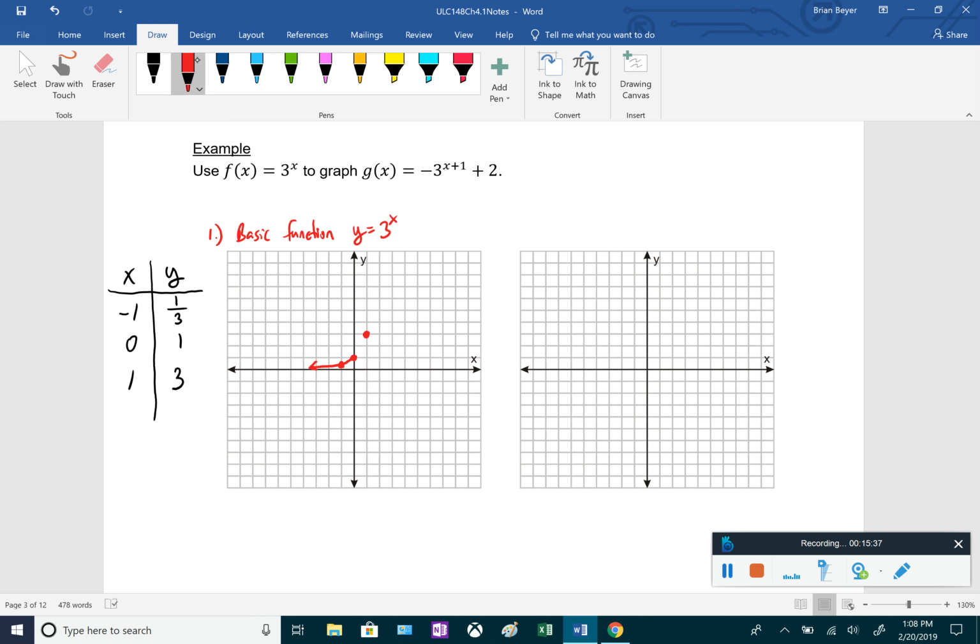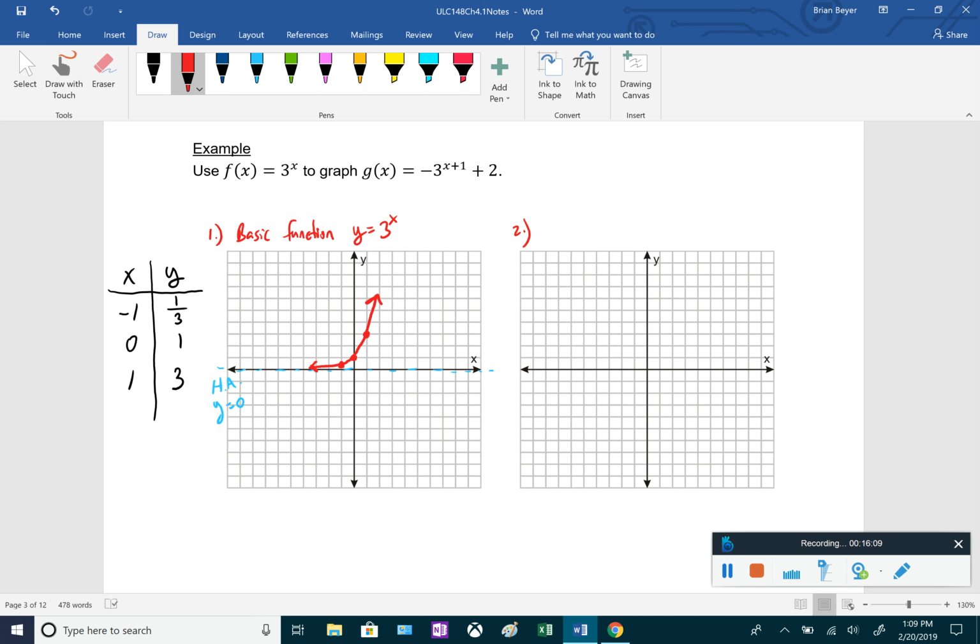That should be enough to let us know how it looks. It looks like this. So that's our basic function. Once we have this basic function graphed, we're going to keep applying these transformations one at a time until we get our end result. I'm also going to put in this horizontal asymptote because that can move, which we'll see in a little bit. So horizontal asymptote, y equals 0, right on the x-axis.